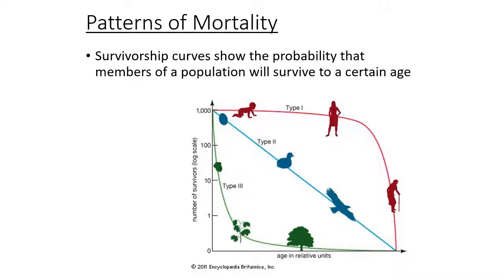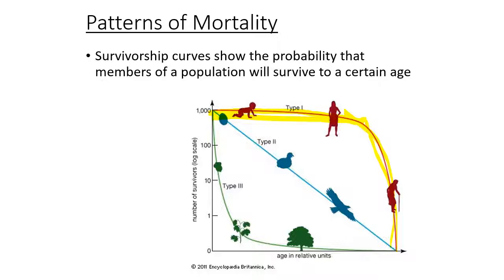All right, and so then we see patterns of mortality. These are survivorship curves, and they show the probability of members of a population surviving to a certain age. When we look at it, we'll start with type 1. Type 1 shows that a lot more survive in the younger ages, and then we get to teenagers and adulthood, and a lot of people are still surviving. It looks pretty flat. And then we get to a specific age, and it immediately starts to decrease rapidly. So that's type 1.